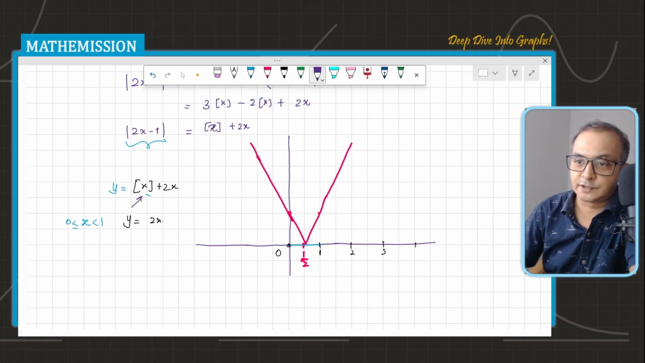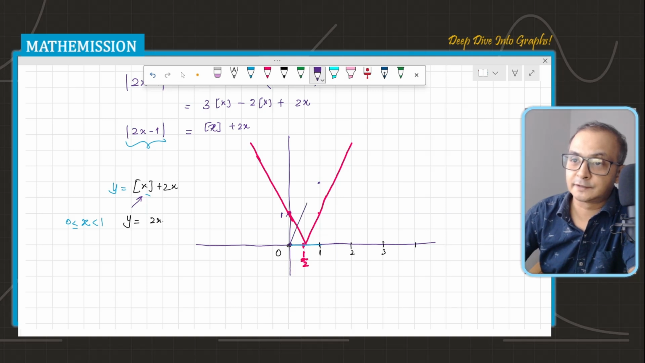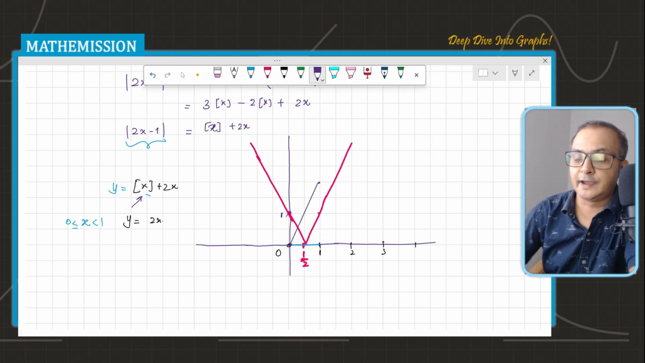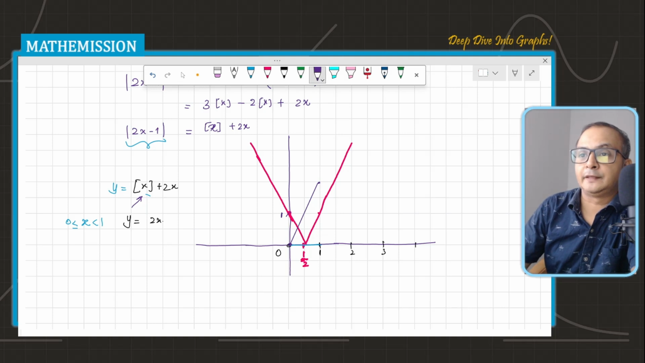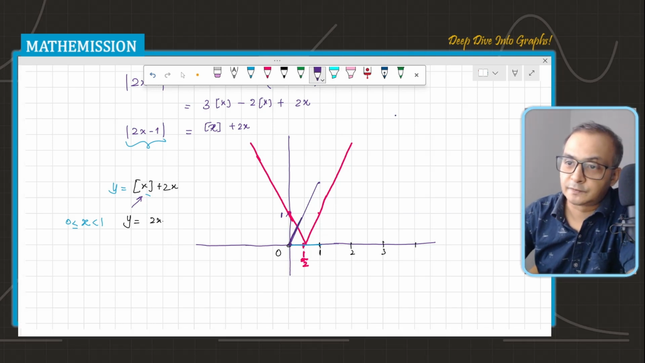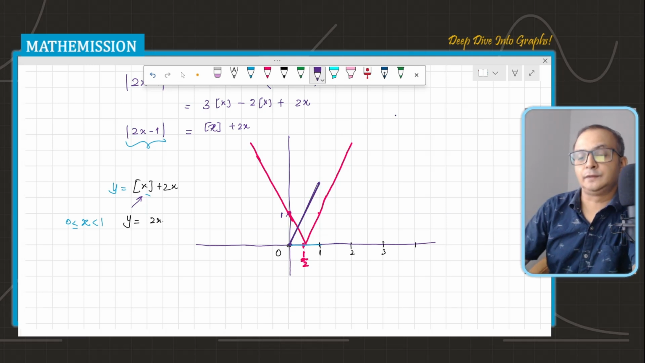So when x is 0, that is 0. When x is 1, that is going to be 2. It means I have this value at 1, that is 1 only. So this is 1. But at 1, it should give you the value 2. It means the line will look like this. This is the line we drew, and that line is giving you 2x from 0 to 1.